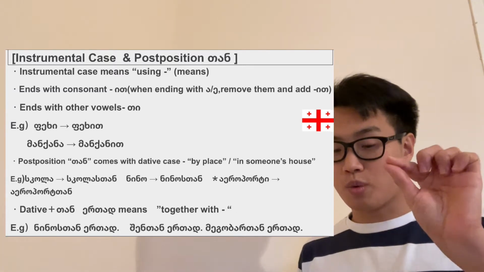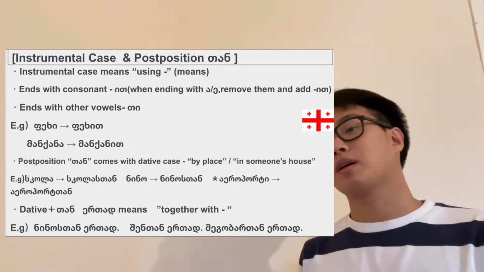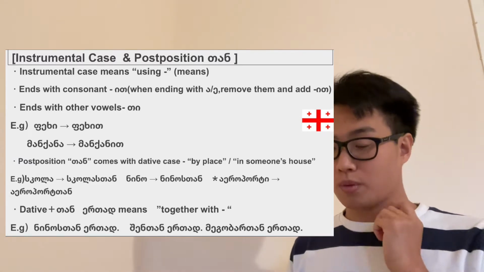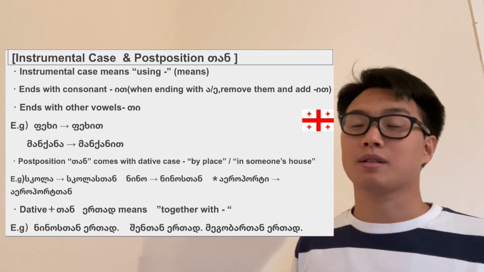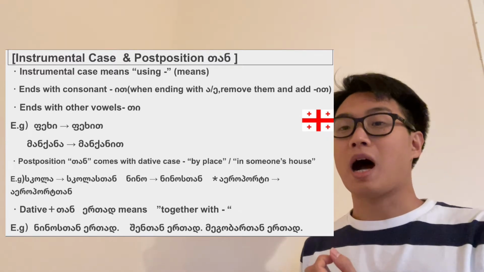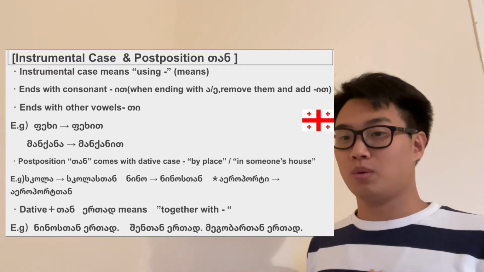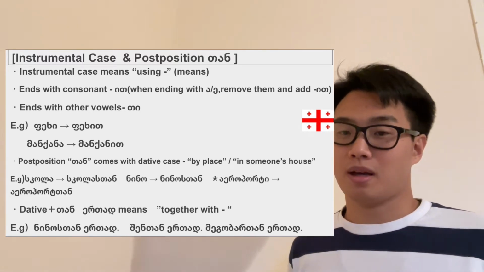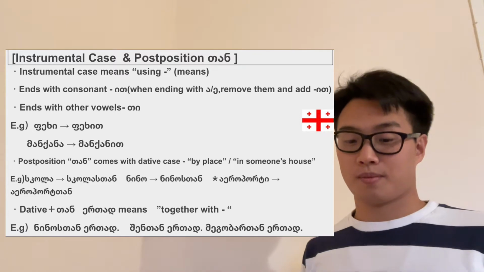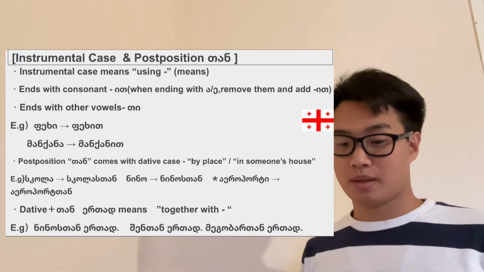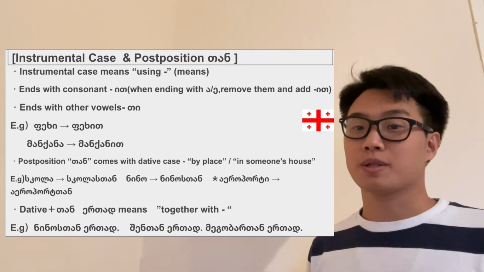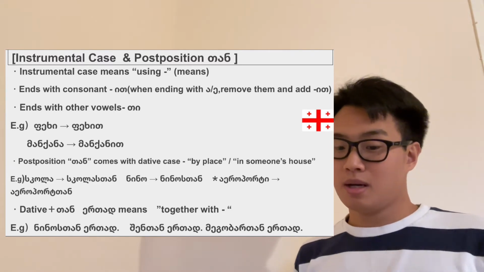When the word ends with a consonant, we add it. And when the last letter is a vowel, except for a and e, we need to add t, and that's it. So this is how to make the instrumental case. Simple, I think. And next, the postposition tan. Very important, useful, and simple, I think.